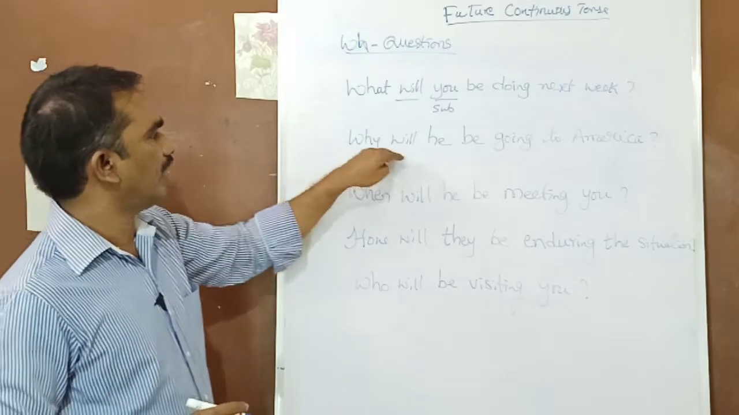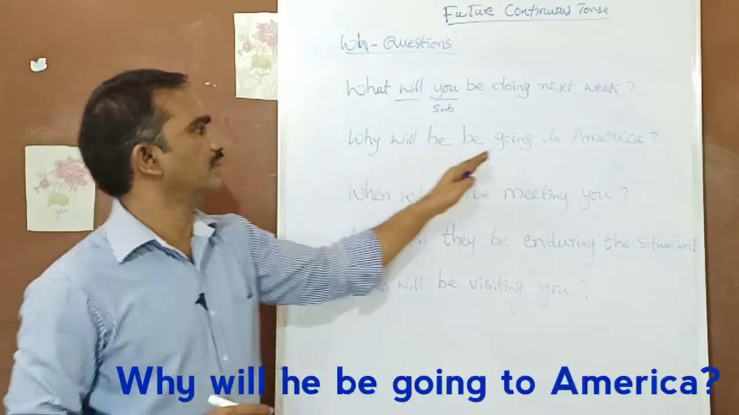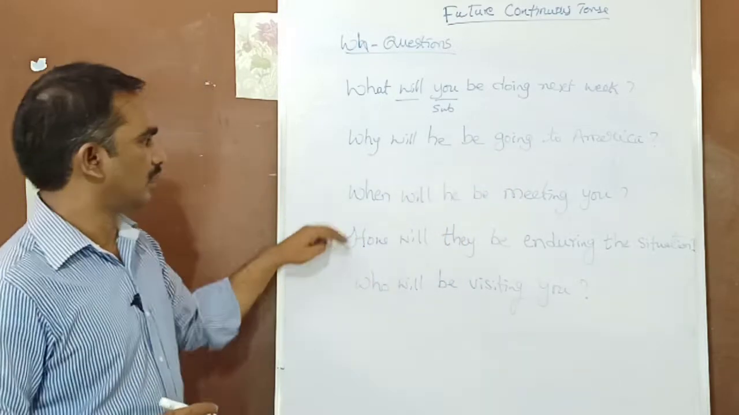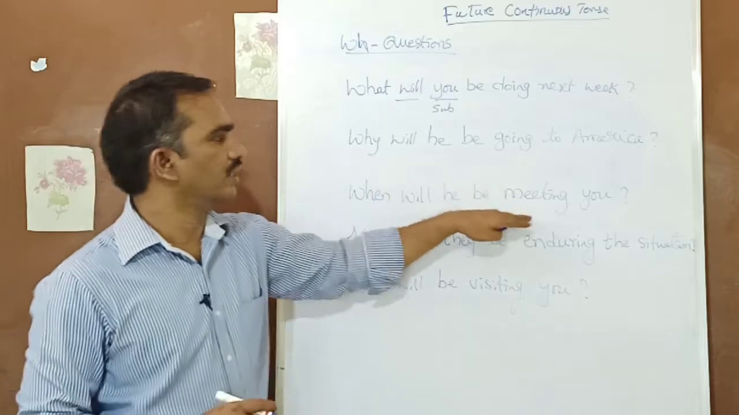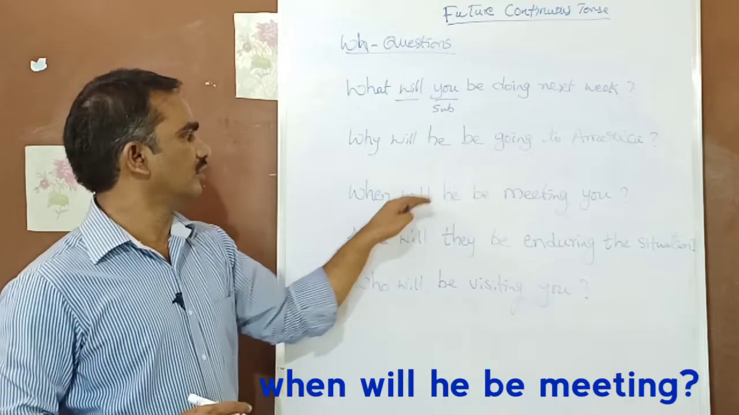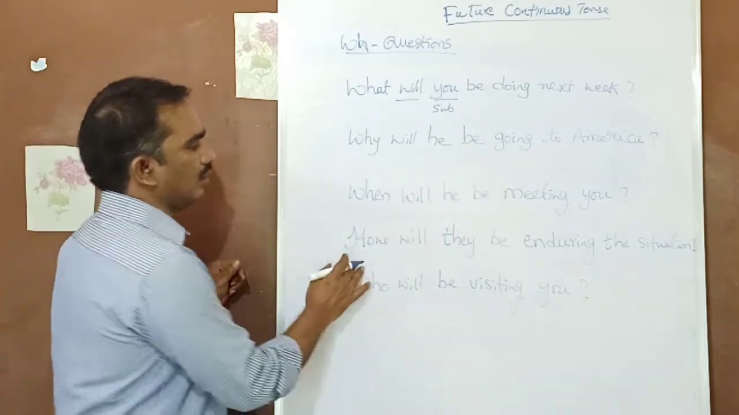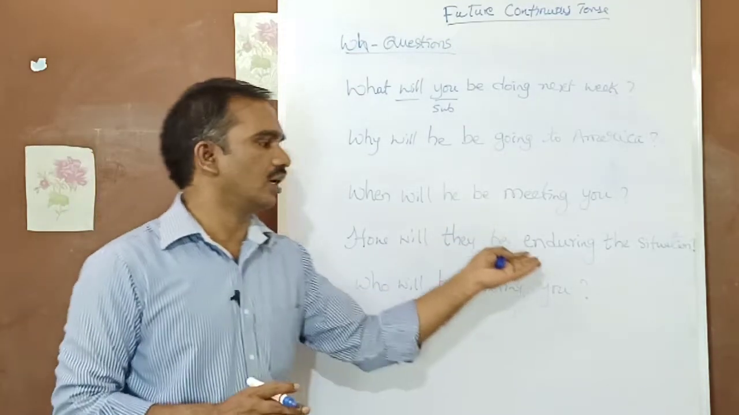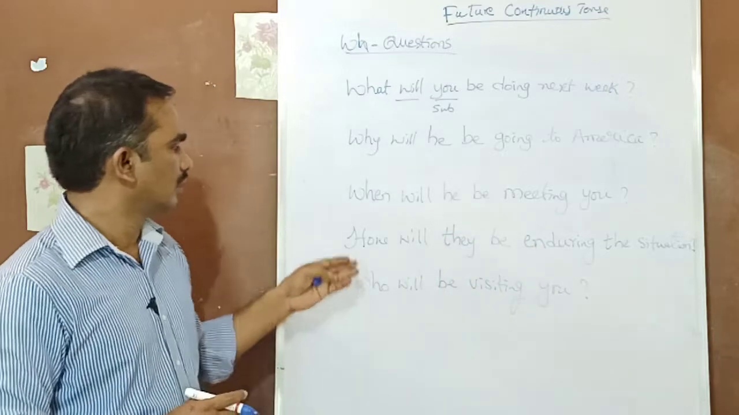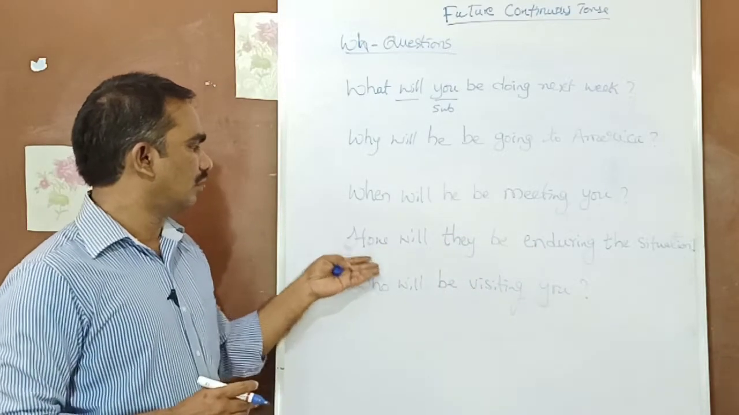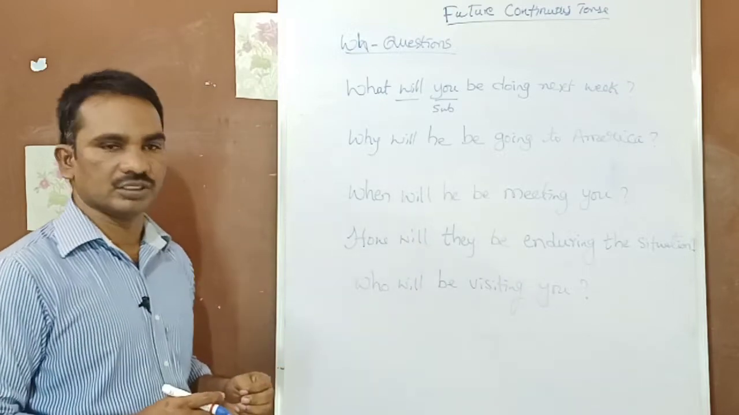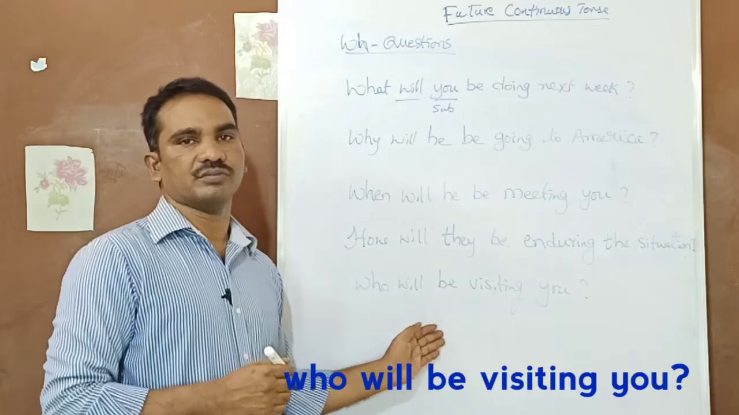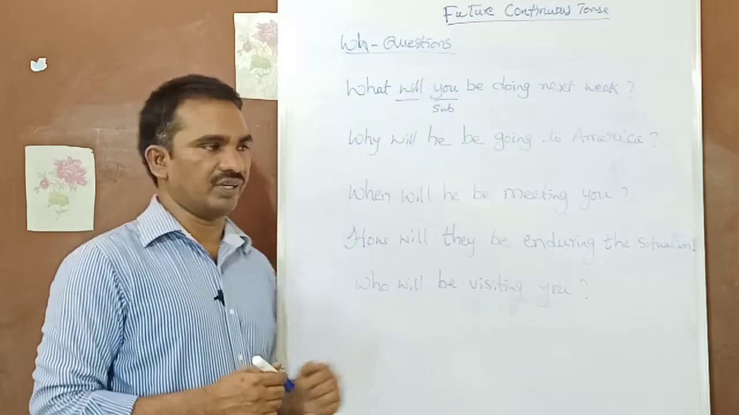So why will he be going to America? When will he be meeting you? How will they be enduring the situation? That means how are they able to manage? Okay, so how will they be enduring the situation? And the final question is, who will be visiting you? Who will be visiting you next week?